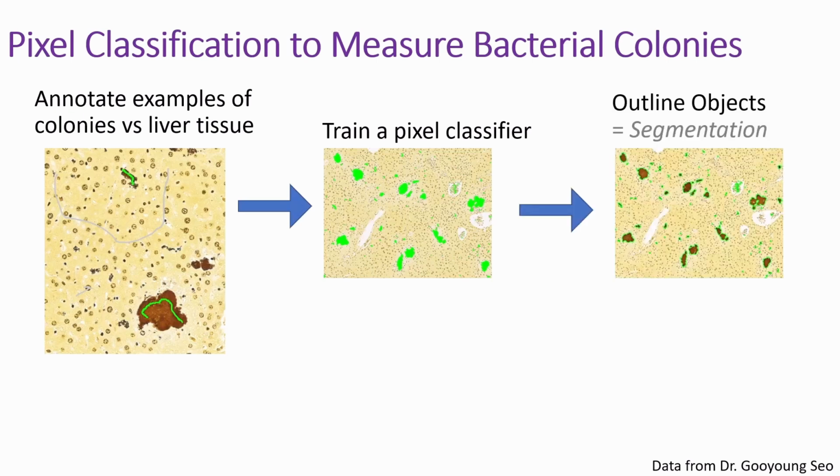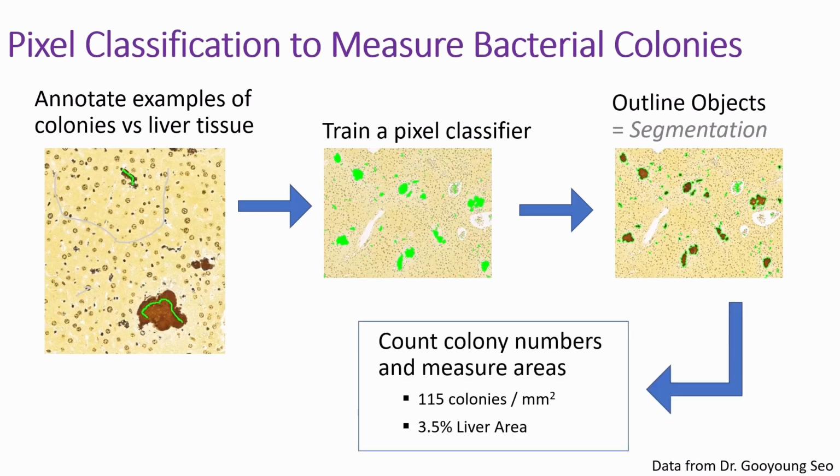And then once it has the answer for every pixel, it draws outlines around objects. So for instance, you could see it went from this splotch of green to this is one bacterial colony. This is a process called segmentation, and this is the basis of most QuPath workflows. Once you have these segmented objects, you can count colony numbers or measure areas. For instance, in this case, there were 115 colonies per millimeter squared in this liver, which worked out to 3.5% of the total liver area.